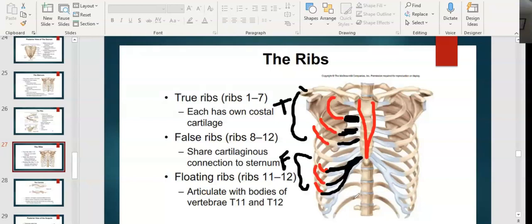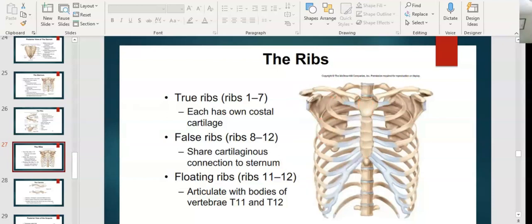And then you have these ones right here at the very bottom that you can see there. They don't connect to the sternum at all. And those are going to be considered floating ribs. Okay, so then you have true, false, and floating ribs. True ribs are going to be the first 7 ribs, then the bottom 4, from basically the 8th to the 12th rib, that's going to be false. And then at the very bottom, we have 2 floating ribs.